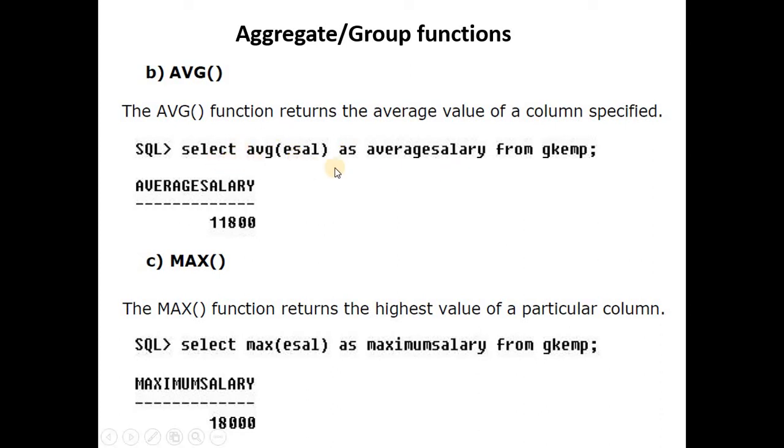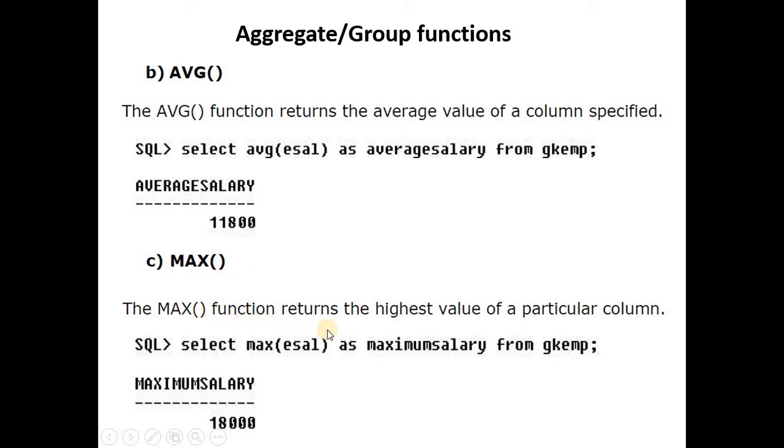So as said before, if you just wanted to get the employee salary, you could have said select employee salary from GKEMP, but you want to get the average. So you have to use this average function. Select average of employee salary as average salary, which means display whatever value you get as the average salary from GKEMP. Right?